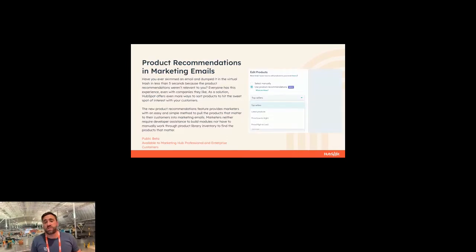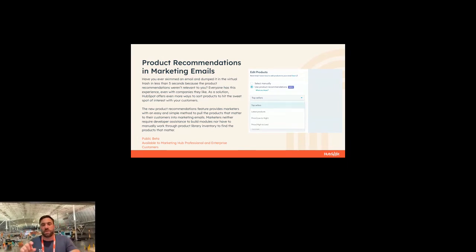Product recommendations in marketing emails. This is a big one for those using an e-commerce platform, most probably Shopify. It will pull the products through, or if you've got products specifically that you're using there, you can use product recommendations based on top sellers, latest products, or prices high to low, or you can set that manually. So you don't have to build out each of the blocks. It'll build it out for you.